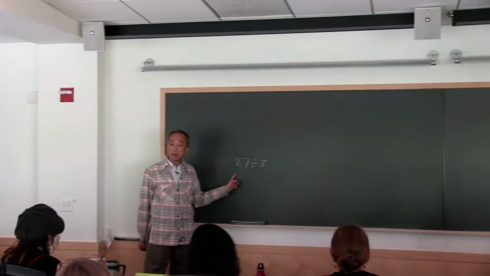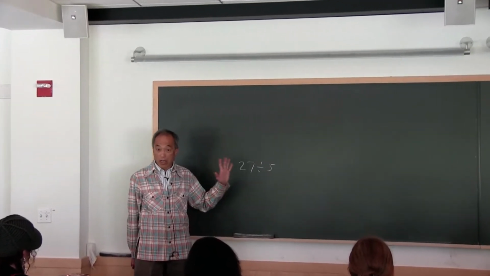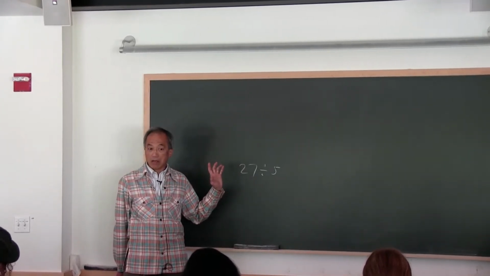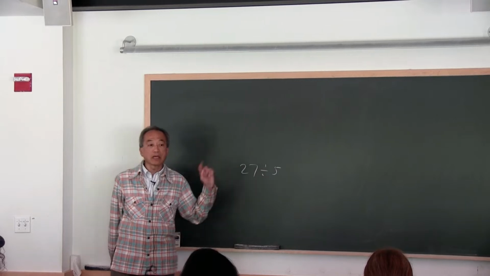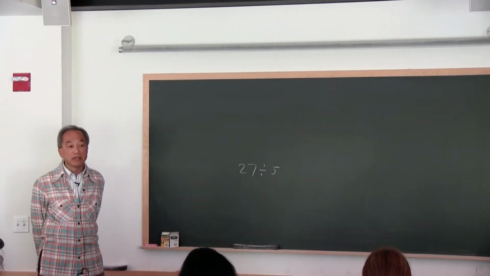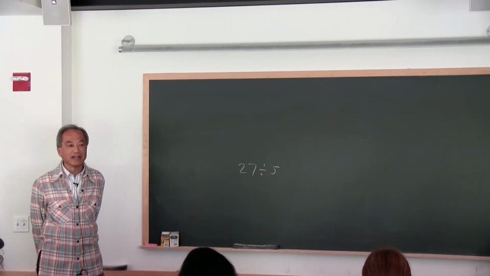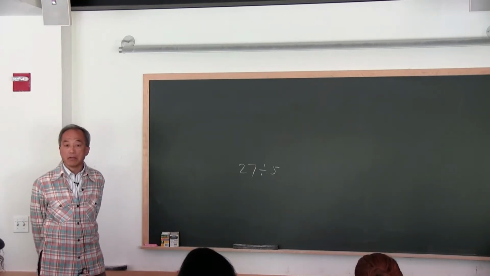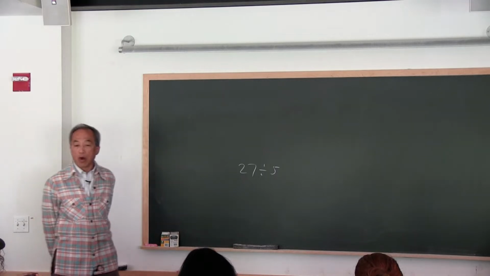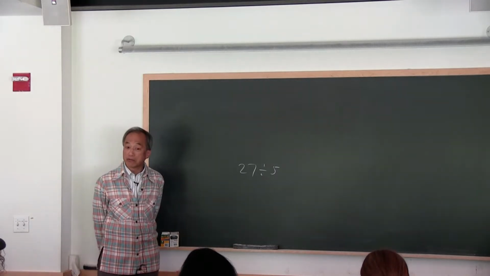This symbol is meaningful only when what? When you know ahead of time the first number is a multiple of the second. That's the agreement. Yeah, you can argue about that. So you cannot write it. So you're saying it should be written the other way? No, you just say division with remainder of 27 by 5.